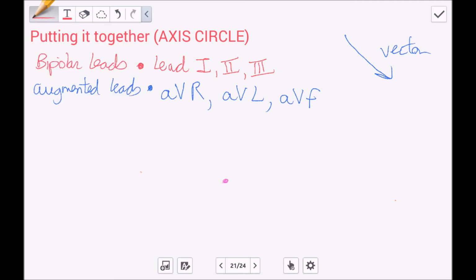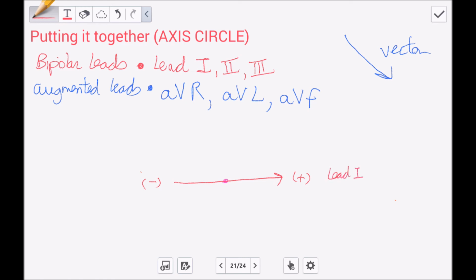Now let's start with the bipolar leads. Remember lead 1, right? How does lead 1 travel? Lead 1 travels from the right hand to the left hand, like this, correct? And remember, electricity flows from minus to plus. So this is minus to plus. Okay, lead 1. I'm going to put lead 1 here.